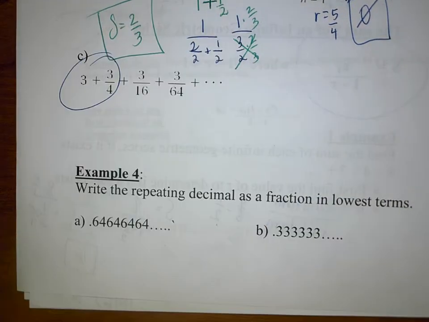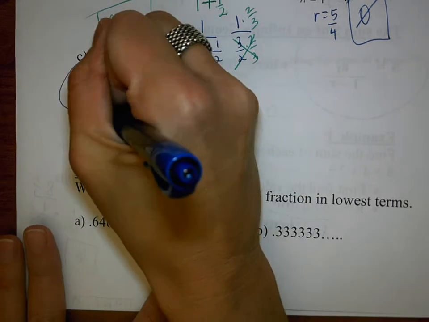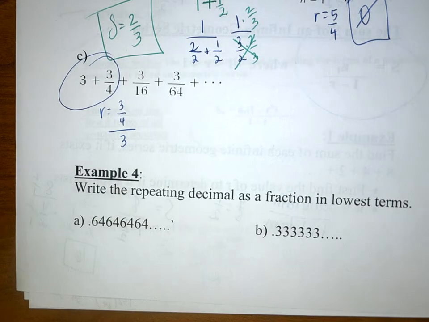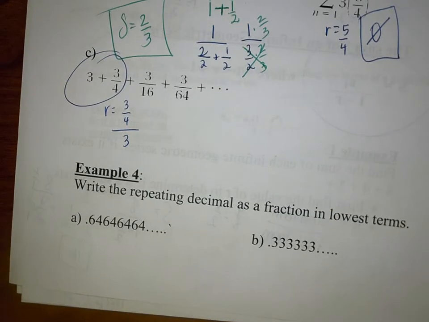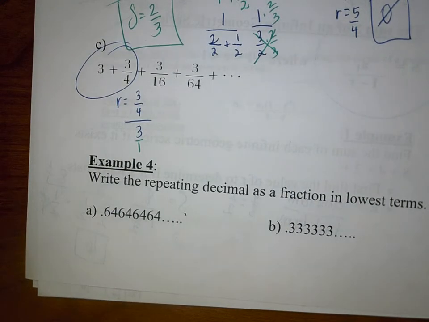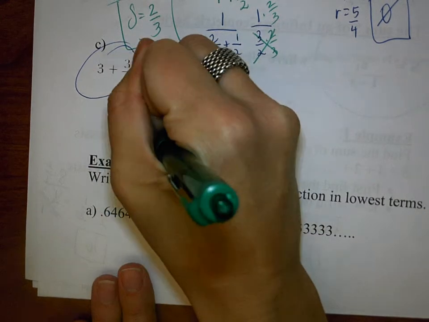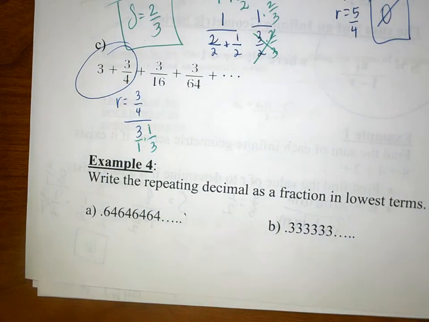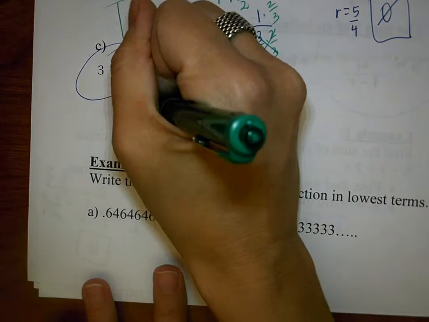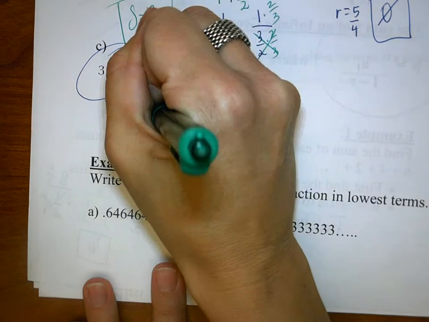Good. We take our second term divided by our first term. So for my ratio, I'm going to take 3/4 divided by 3. How do I get rid of this 3 in the denominator? You first put it over 1, and then you multiply by the reciprocal. Good. So I'm multiplying by 1/3 because when I do that, it cancels the whole denominator out. But whatever I do at the bottom, I also do to the top.